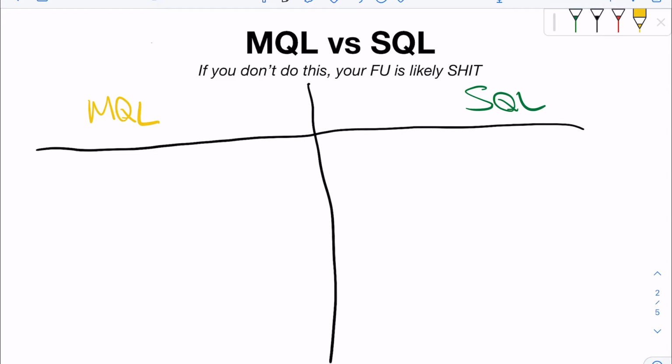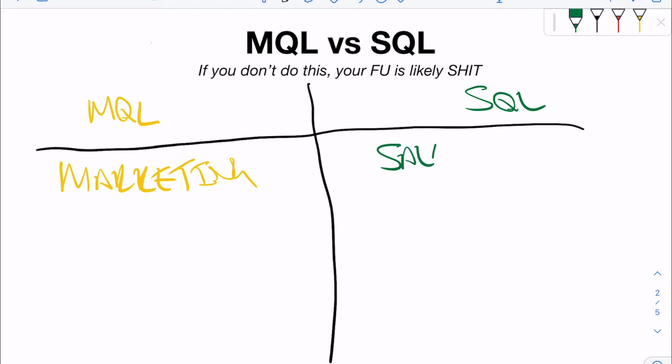All right, so in this video, we're going to talk about MQL versus SQL. And just to get straight to the point, if you don't do this, your follow-up game is likely bad, and you're wondering why people ignore you. Now, just to explain it, what is MQL? What is SQL? MQL is a marketing qualified lead, and an SQL is a sales qualified lead.